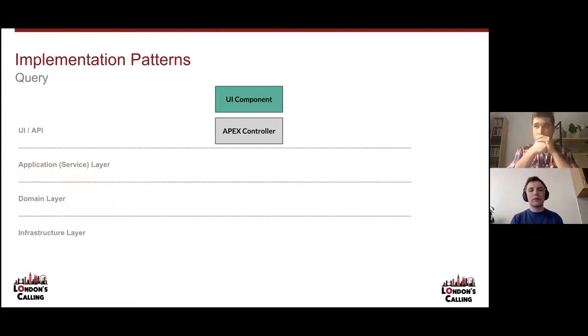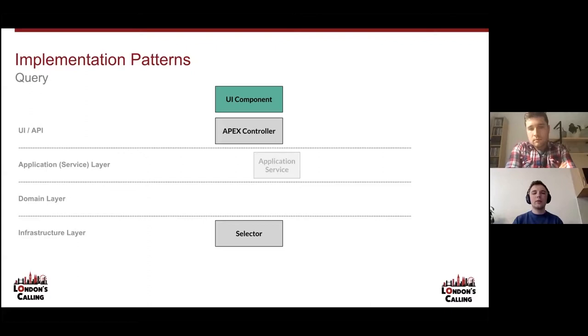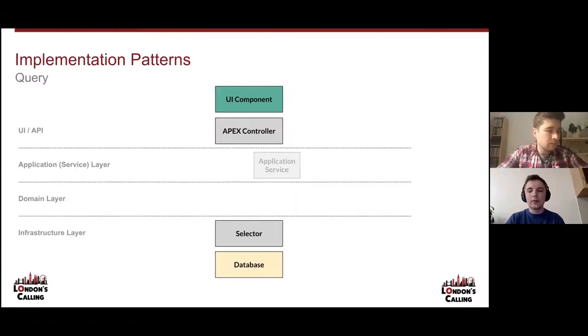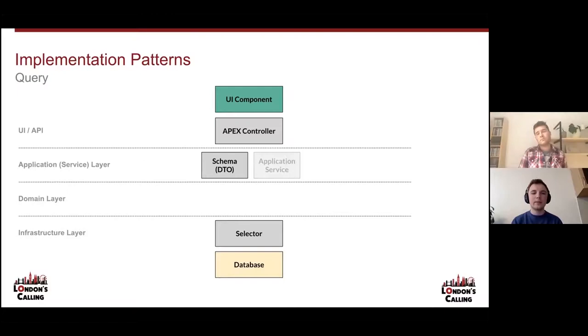for asset management. The Apex controller is allowed to either call our application service to perform some sophisticated commands, or it can call directly a selector in our infrastructure layer. This pattern comes from the CQRS approach, where you don't have to run the whole machine that is hidden in your application just to build a read model. To build a read model, you have to do it as quickly as possible, so it doesn't affect your performance as well. So let's say that our Apex controller calls the selector, which is allowed to call the database, and based on the output of the query, the selector builds a data transfer object, a schema that is later exposed on the UI of our client, of our user.